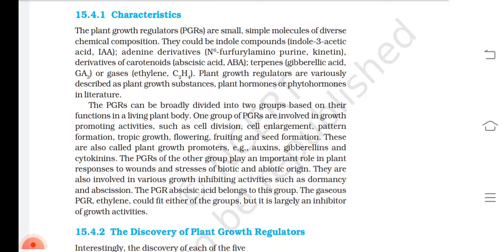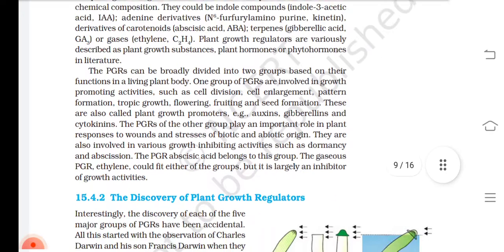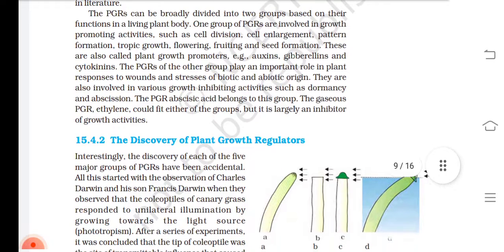The PGRs can be broadly divided into two groups based on their function in a living plant body. One group of PGRs are involved in growth promoting activities such as cell division, cell enlargement, pattern formation, tropic growth, flowering, fruiting, and seed formation. These are called plant growth promoters. Examples: auxins, gibberellins, and cytokinins.